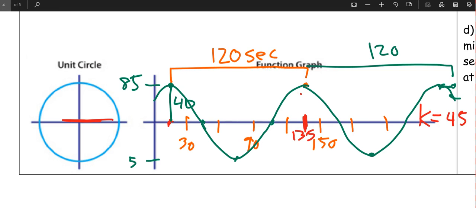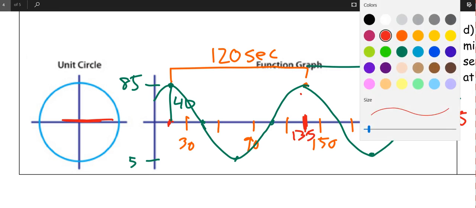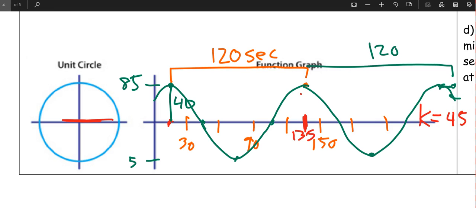Okay, so you did it. Nice job. You're fine. So you went over 120 seconds. Okay, any questions on how we graph the wave? A lot of this should be review.